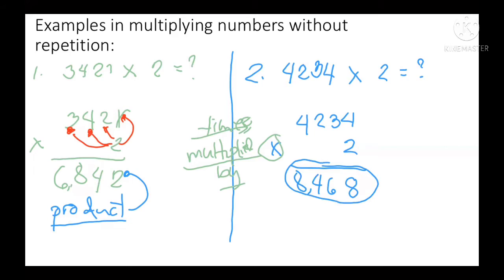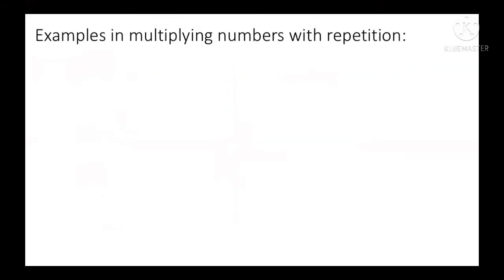8,468. Super easy, right? Okay, good job. So we are done with the without repetition process in multiplication. Now let us move on to examples in multiplying numbers with repetition. This is more tricky. It has some added steps, but of course, we need to surpass one and answer the problems correctly. Okay? All right, let's start with number 1.